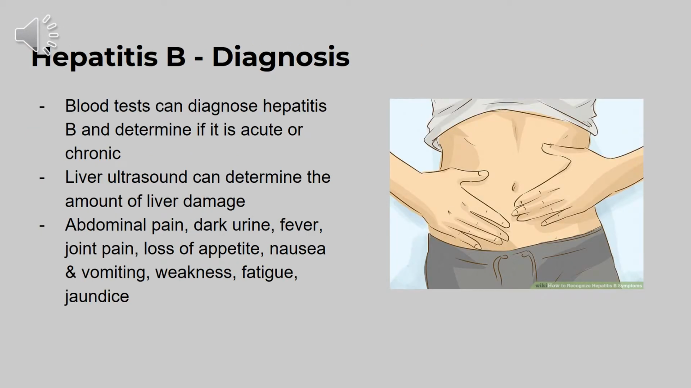As far as diagnosing hepatitis B, blood tests can be performed in order to diagnose this virus, and these blood tests can determine if the Hep B is either acute or chronic. Liver ultrasound can also be performed in order to determine how much liver damage has occurred. Now, symptoms of hepatitis B include abdominal pain, dark urine, fever, joint pain, loss of appetite, nausea and vomiting, weakness, fatigue, and once again we see jaundice as a prime symptom.